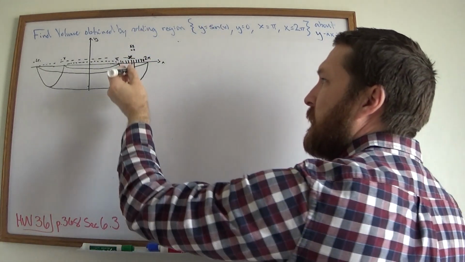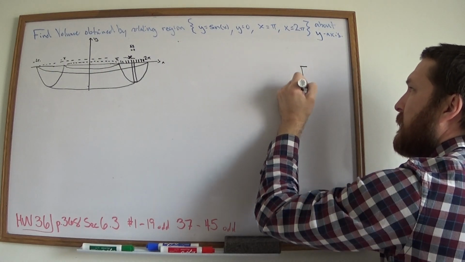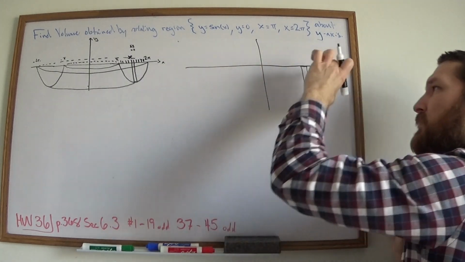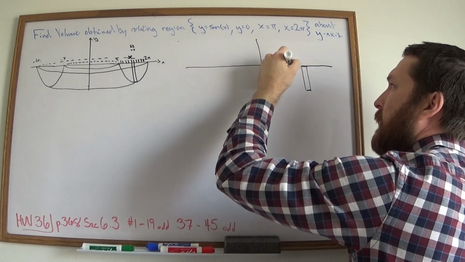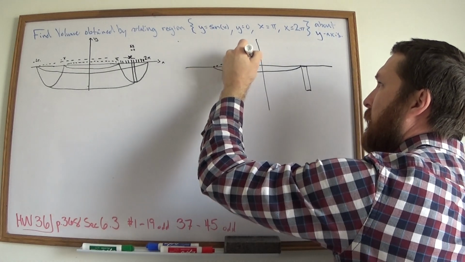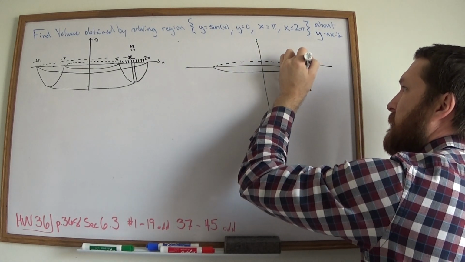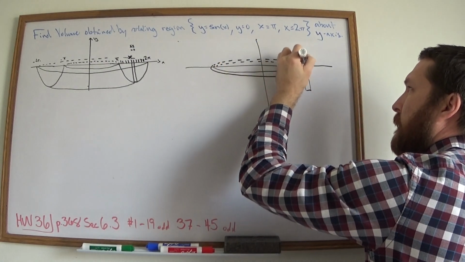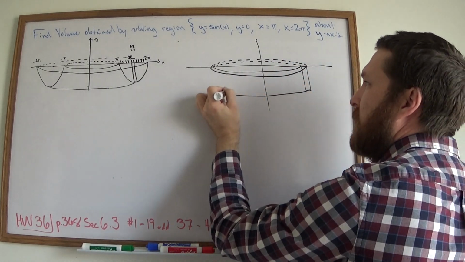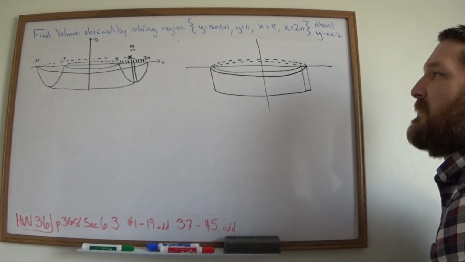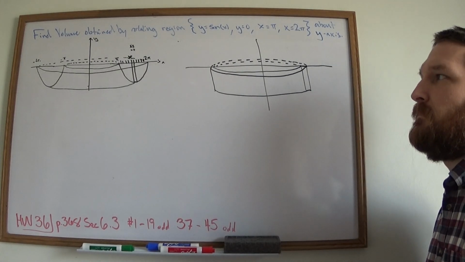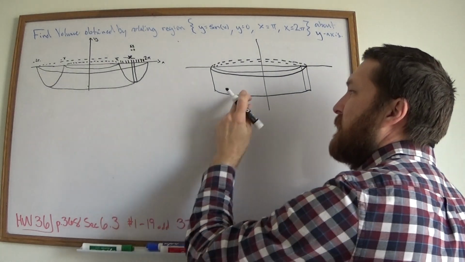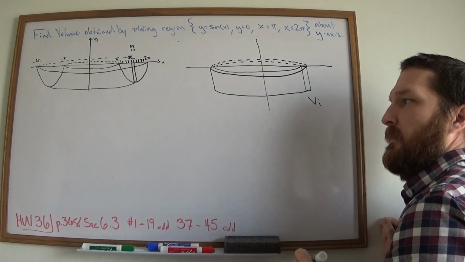Now what we're going to do is take that little rectangle and revolve it around the y-axis, like this. And that gives us a volume like this. This is called a cylindrical shell, and what we're doing is the method of cylindrical shells. So let's try to find its volume. This is the ith volume right here.